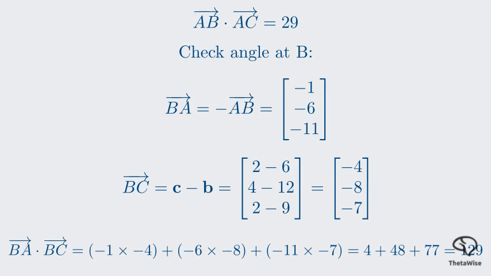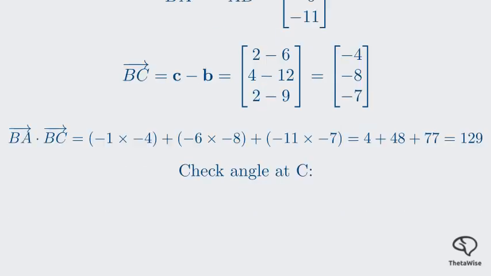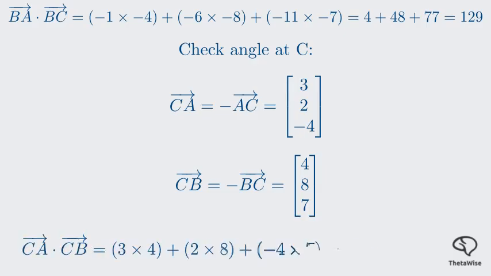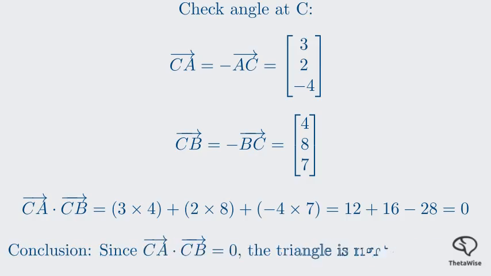The last possibility is the angle at C. We'll use vectors CA and CB. Vector CA is the negative of AC, so it's (-3, -2, -4). Vector CB is the negative of BC, so it's (-4, -8, -7). Their dot product is 3 times 4 plus 2 times 8 plus 4 times 7 equals 12 plus 16 minus 28, which is 0. Since the dot product of CA and CB is 0, the angle between them is 90 degrees. Therefore, triangle ABC is a right-angled triangle with the right angle at vertex C.